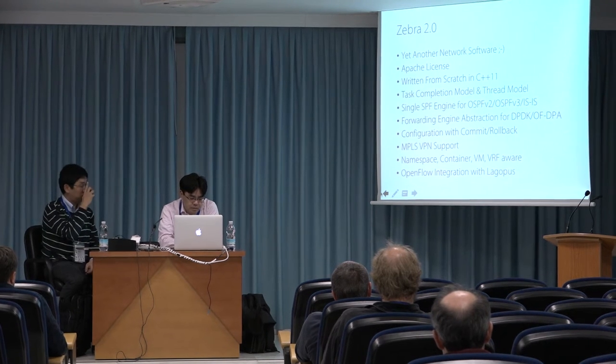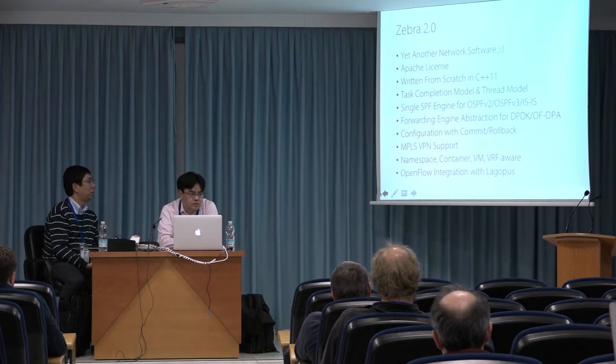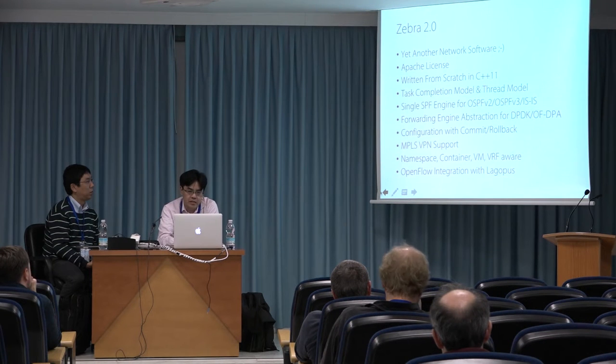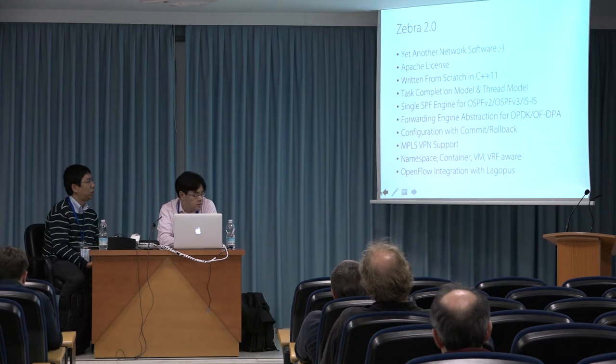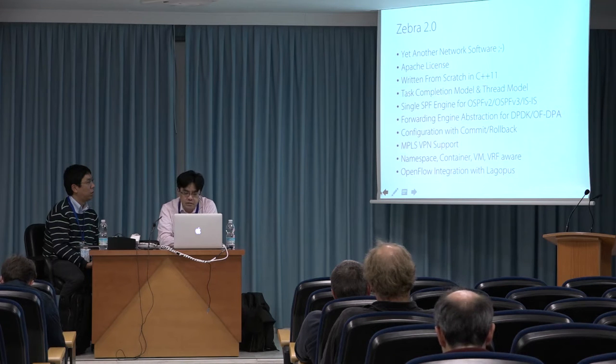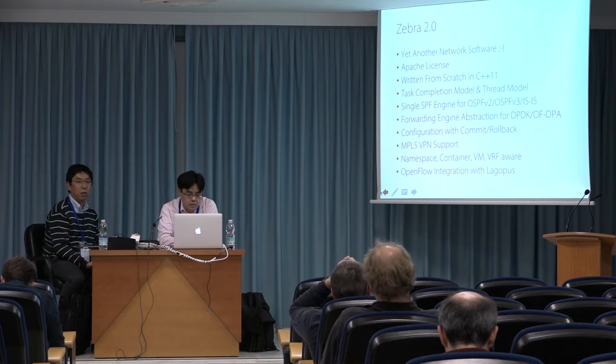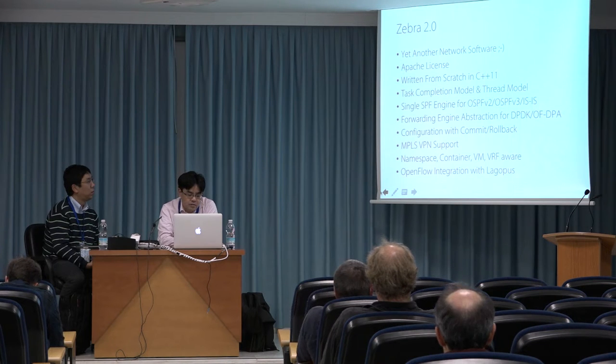The original implementation has a different shortest path first implementation for every single protocol, such as OSPF version 2, OSPF version 3, or ISIS. This new version has a single SPF implementation using the C++ template library. It also has a new forwarding engine abstraction layer because new technologies such as DPDK or OF-DPA came out. So it's completely designed from scratch.